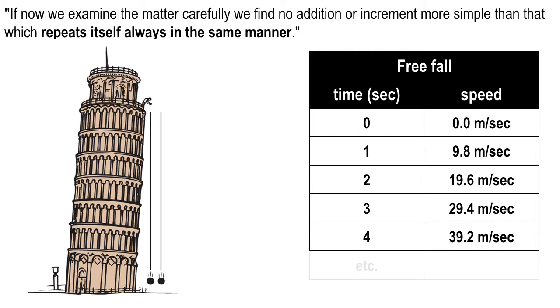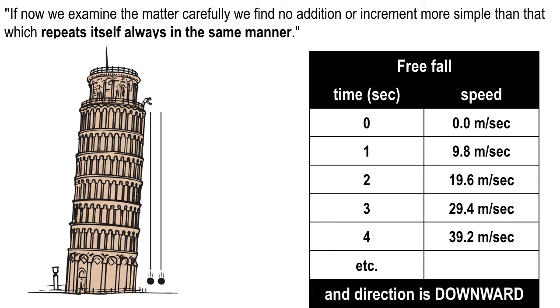Etc. So as much, until it hits the ground, this is the behavior. So you can put etc. or ditto marks if you want. And so the pattern is, and let me just say it verbally, for every second of free fall, you acquire, always in the same manner, 9.8 meters per second of downward speed. So add the word downward somewhere in your table to indicate these numbers signify downward velocity.